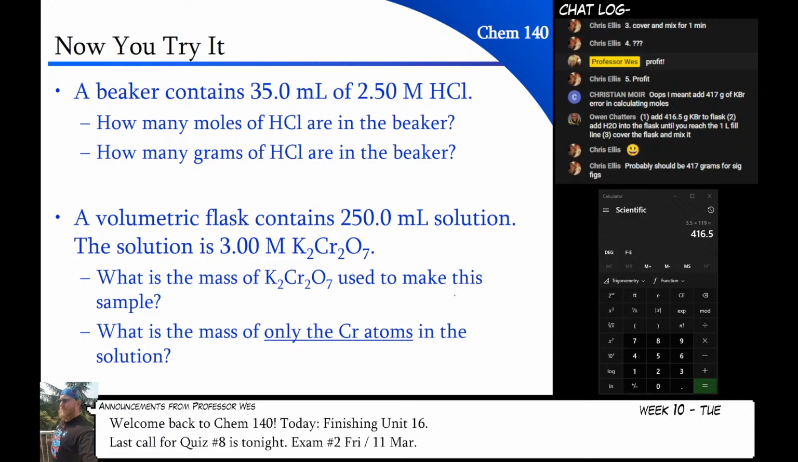Down below, the problem is much more interesting. If I give you 3 molar potassium dichromate, and I give you 250 milliliters of that, you can tell me how many grams of potassium dichromate are in the sample. And if you know how many grams are in there, you can tell me the mass of just the chromium, because you could do mass percentage, or you could turn grams to moles to grams. So both of those questions are interesting and doable now.